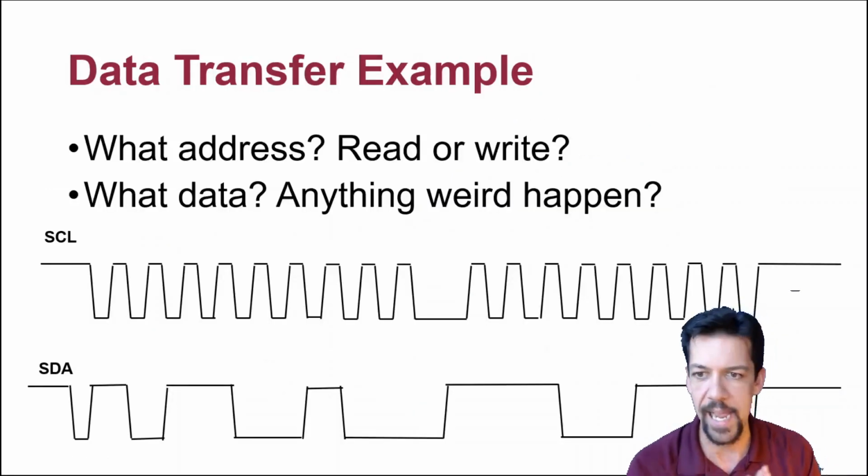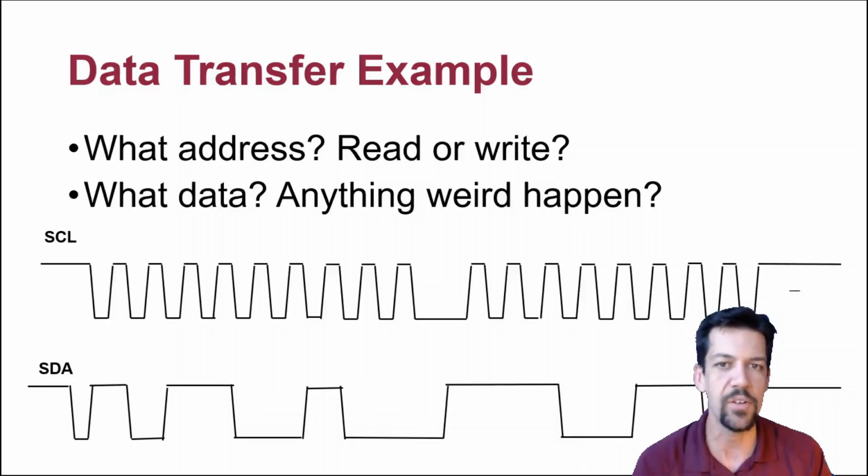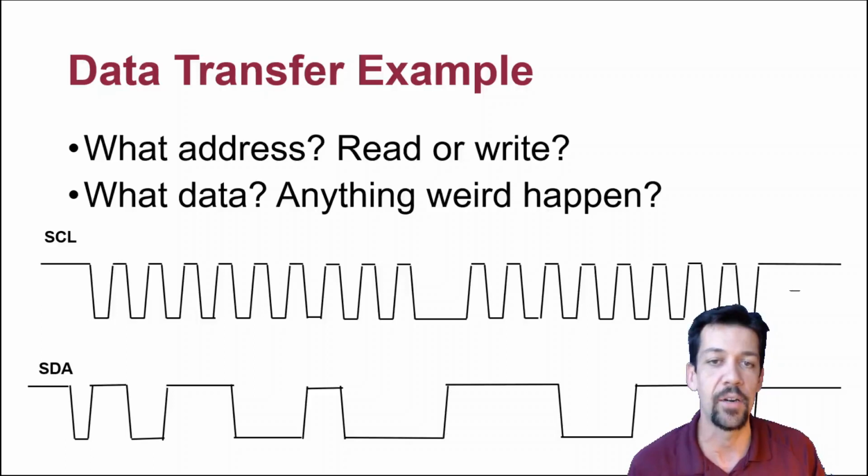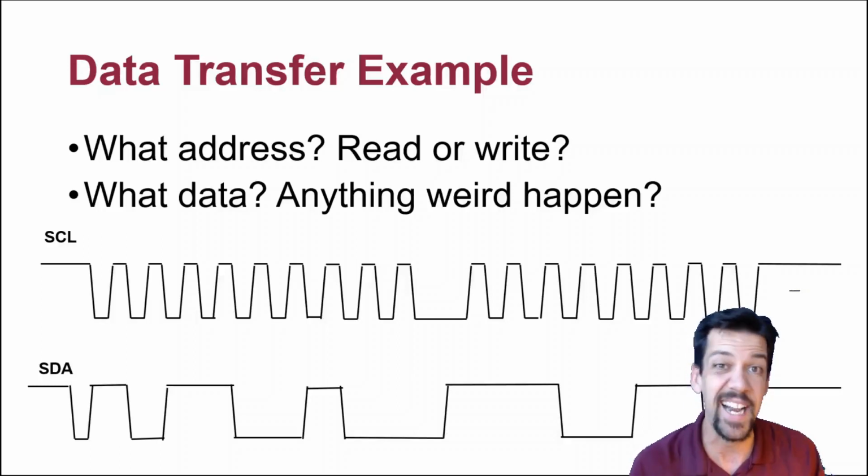So let's look at an example. Here's a transaction, and the question we have is, what is the address that we're sending to? Is it a read or a write? What's the data that's being received or transferred? And did anything weird happen during this phase? So what I'd like you to do is to pause the video here and take a second and try to process it for yourself.